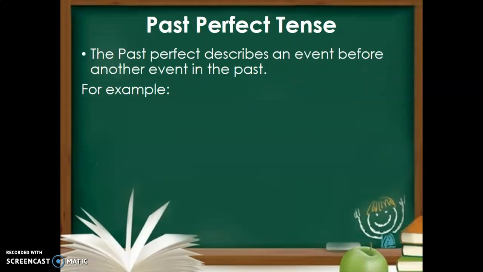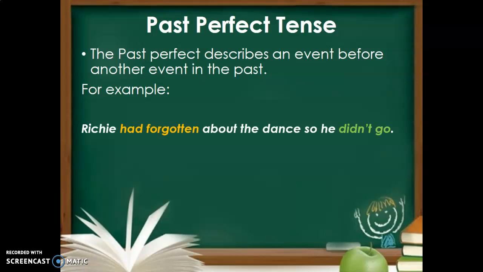Now it's time to look at the past perfect tense. The past perfect tense describes an event before another event in the past. For example, Richie had forgotten about the dance, so she didn't go. So here we have Richie had forgotten about the dance, so he didn't go. Right? So what was the first event? He didn't go to the dance because he had forgotten it. Right? So the past perfect describes an event before another event in the past.